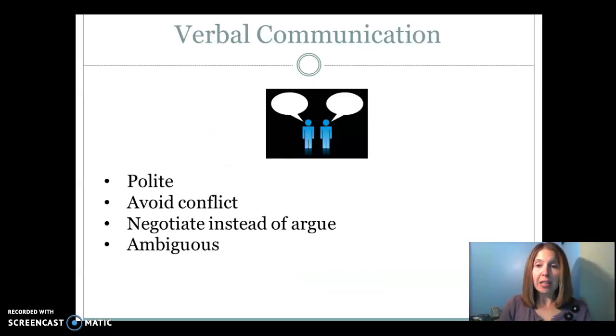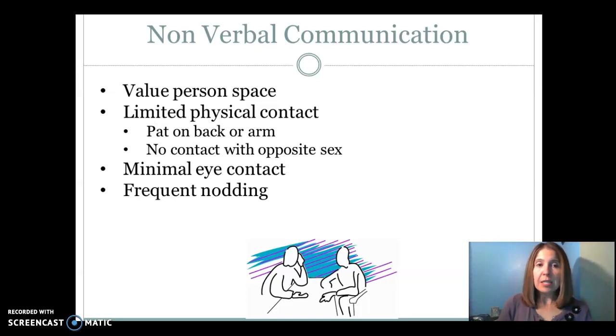According to Cultural Atlas, Indians tend to be polite and indirect in their verbal communication. When they speak, they try to avoid conflict or confrontation. Instead, they often will exchange opinions through negotiating rather than arguing that they're 100% right. So at times, their communication style can be seen as ambiguous. Indians value their personal space, and they limit physical contact.